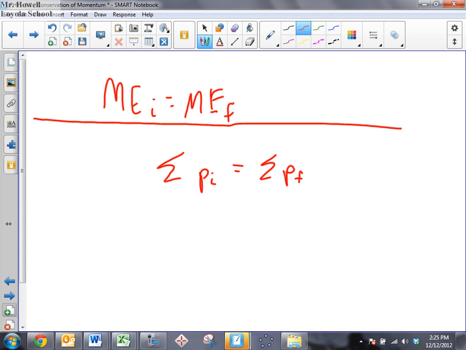For a two-body system, which is what we're going to really look at, meaning two objects colliding, we can do this where there's 3, 4, 5 objects colliding at once, but the equations get much more elaborate. For a two-body system, we have the momentum of object 1 plus the momentum of object 2 initially equals the momentum of object 1 at the end plus the momentum of object 2 at the end.